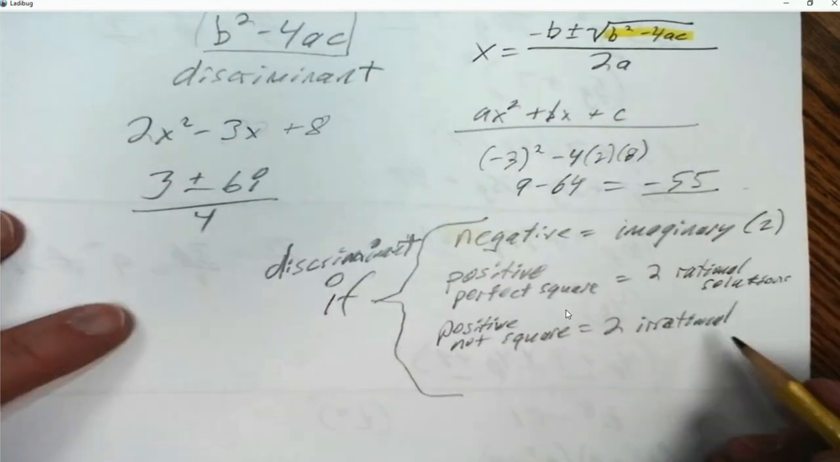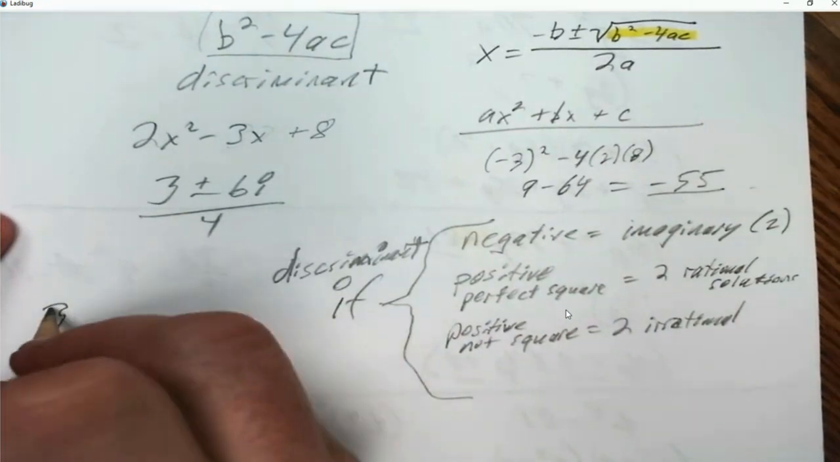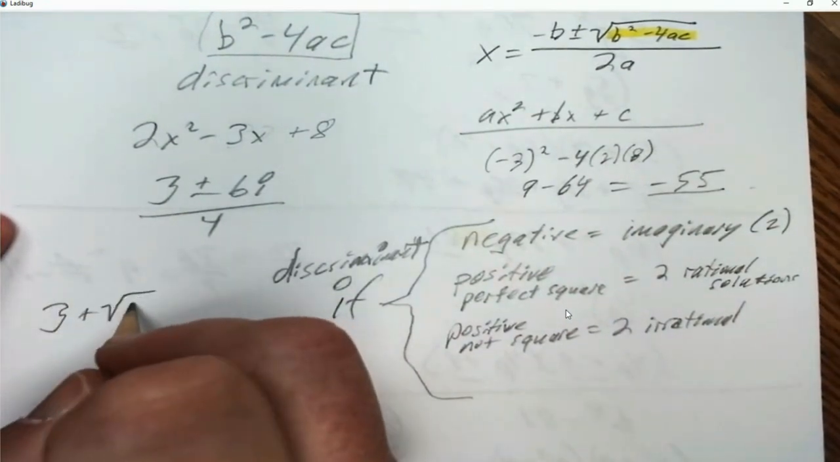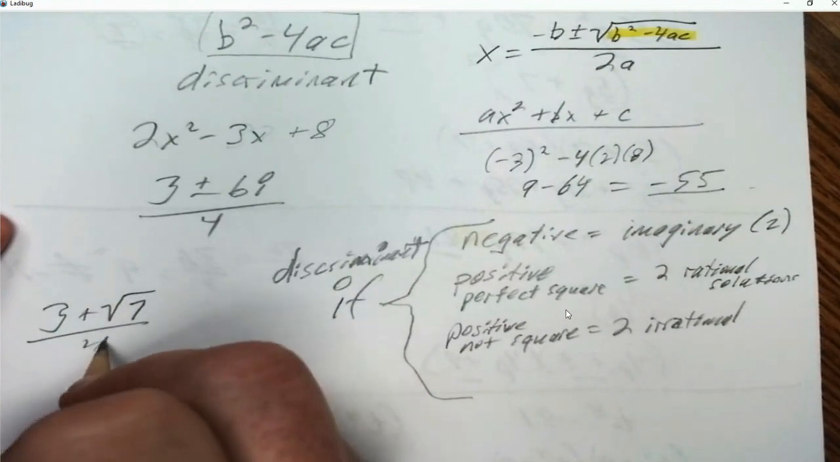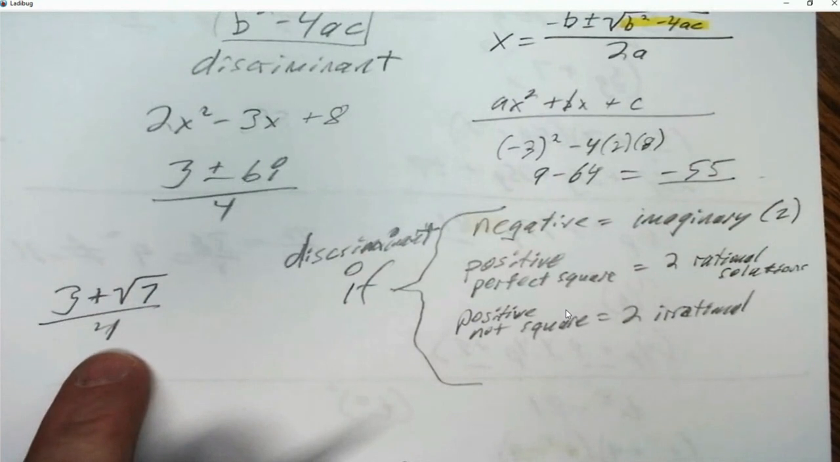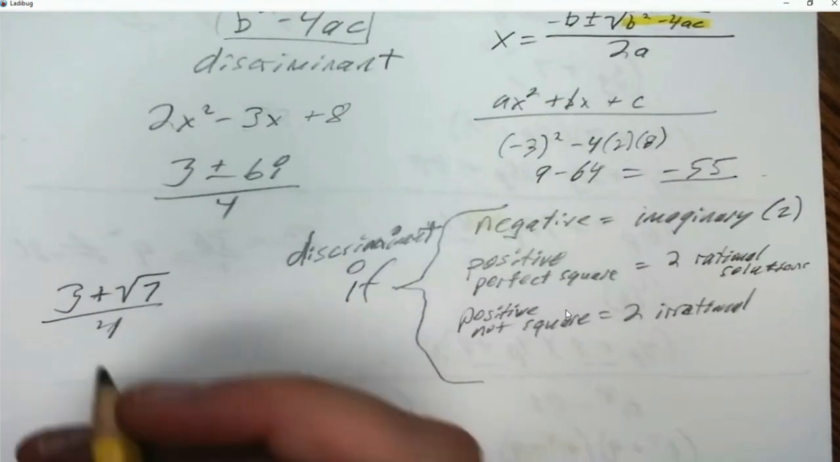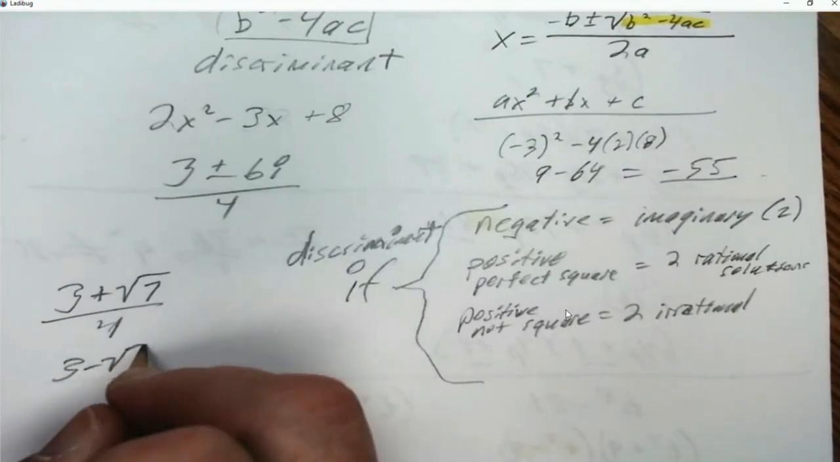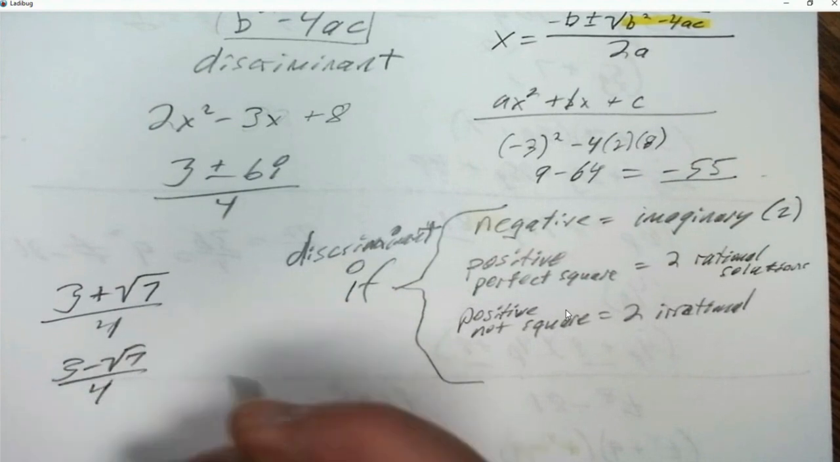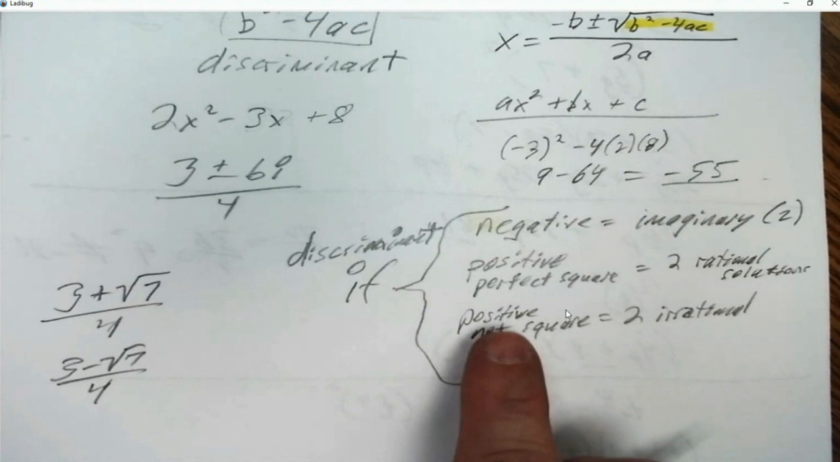2 irrational solutions, which could be like 3 plus the square root of 7 over 4. See, that's not imaginary. That's a real number, but it's an irrational solution. And the other solution would be 3 minus the square root of 7 over 4. That would be your two solutions. So that's what it means if you have a positive that's not a square.